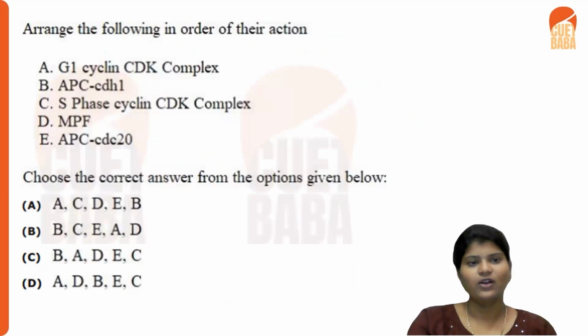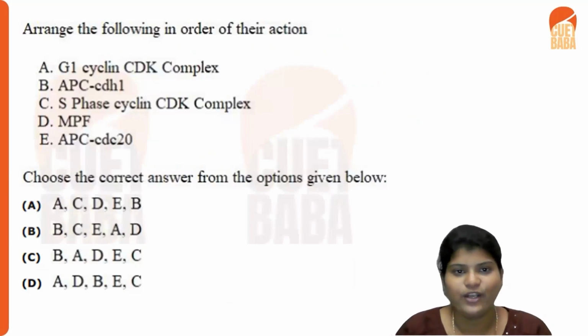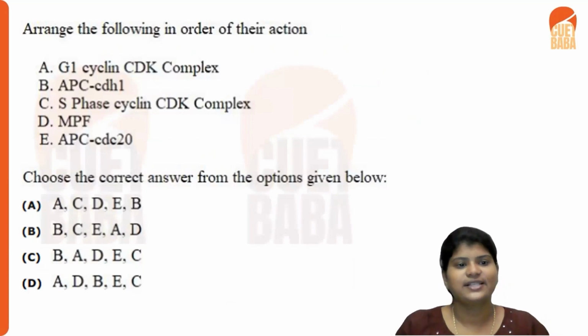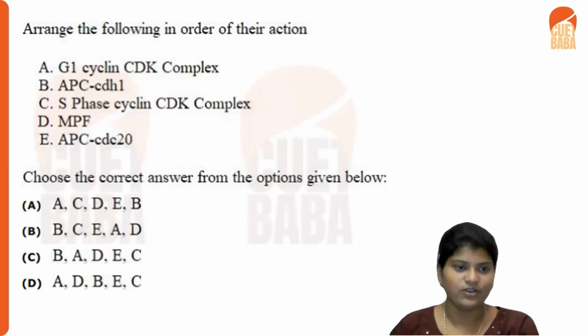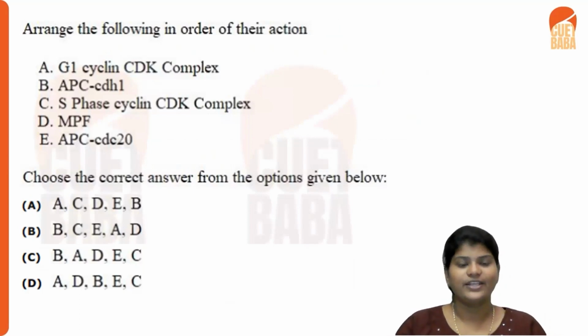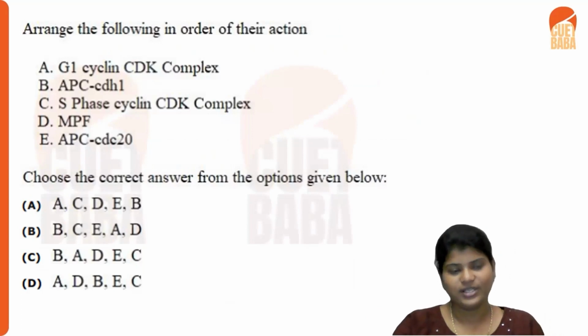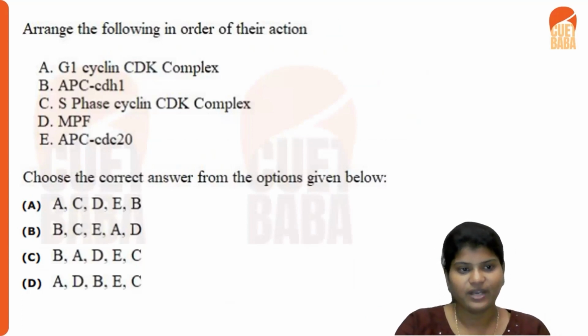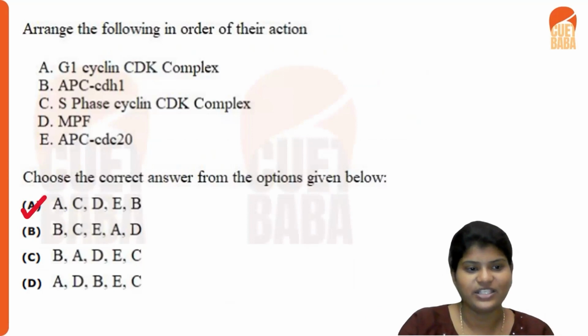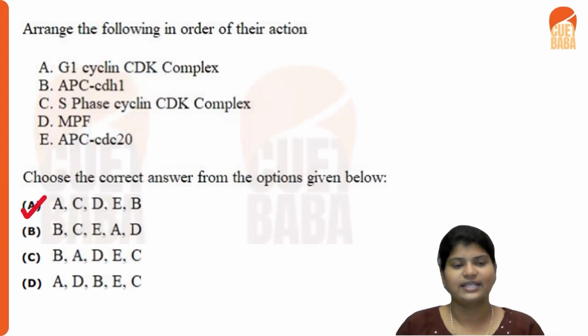So arrange the following in order of their action. According to the cell cycle, it starts from the G1 phase, S phase, G2 phase, and the mitosis phase. So we need to arrange the order of the enzymes required for the cycle process. The first one is G1 cyclin-dependent kinase, which is involved in the G1 phase.